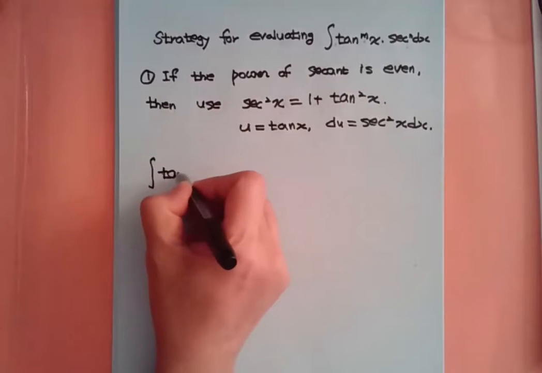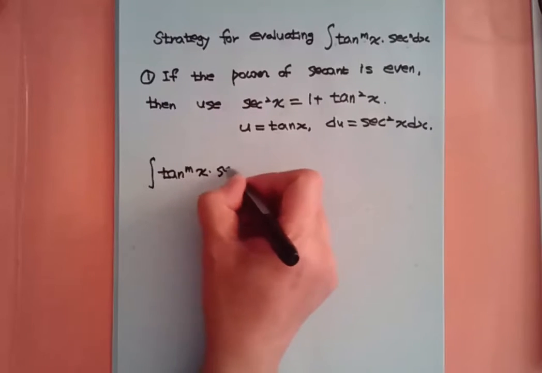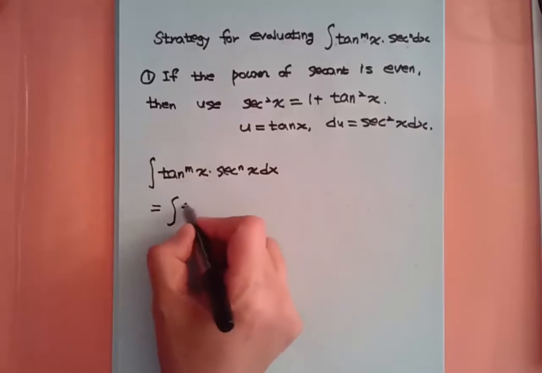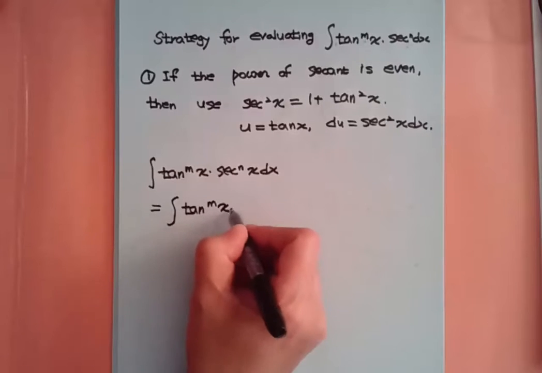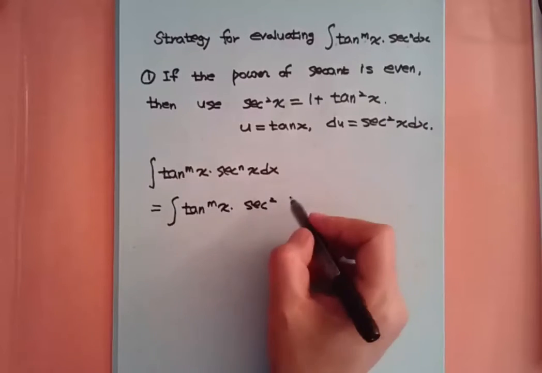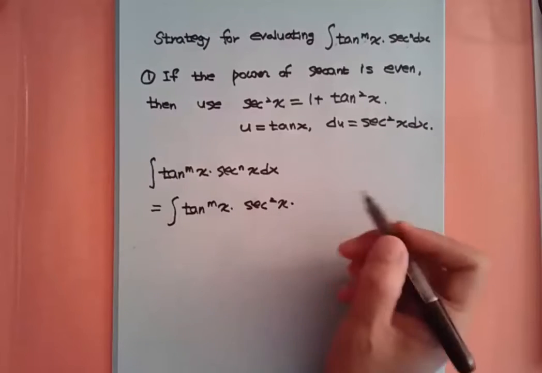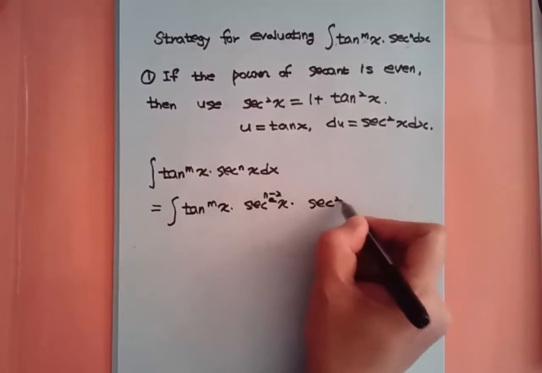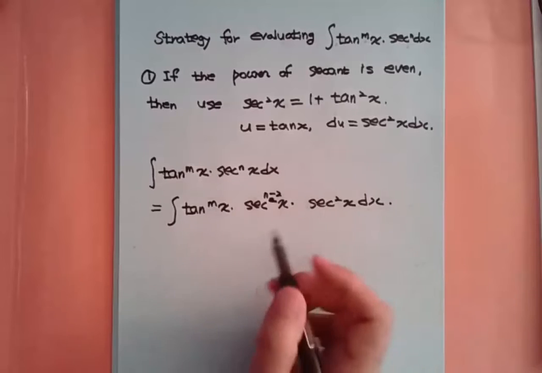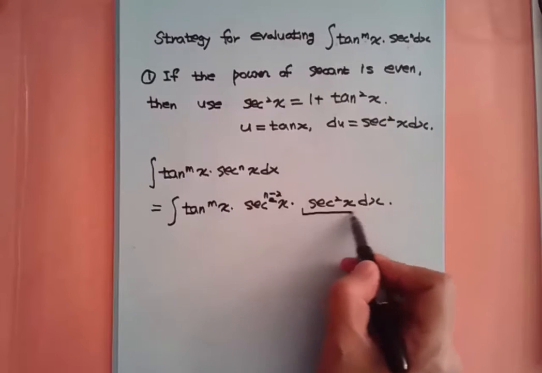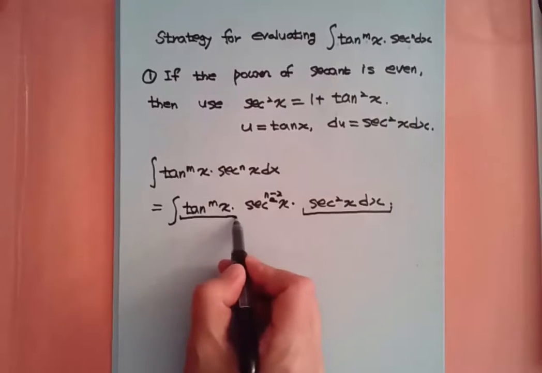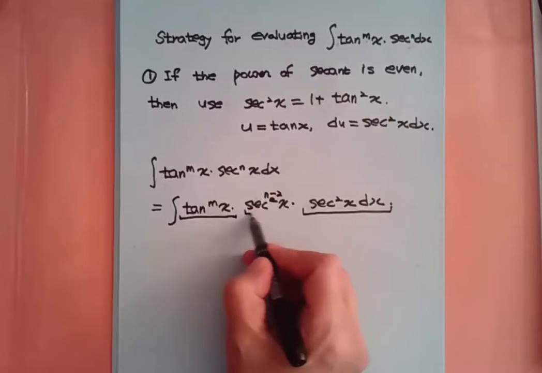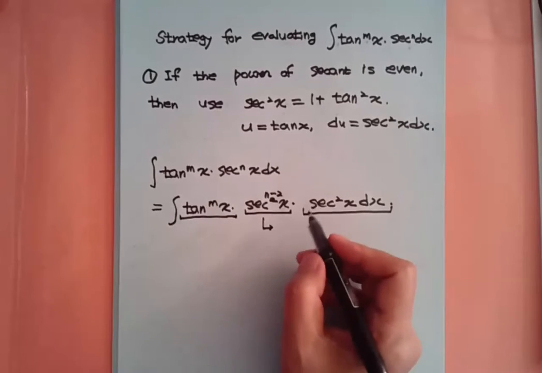So integration of tangent to the n power x times secant to the n power x dx equals integration of tangent to the n power x times secant squared x times secant to the n minus 2 power of x times secant squared of x dx, right? And then this part is du, and this one can be converted into secant related, this part can be converted into tangent related equation.